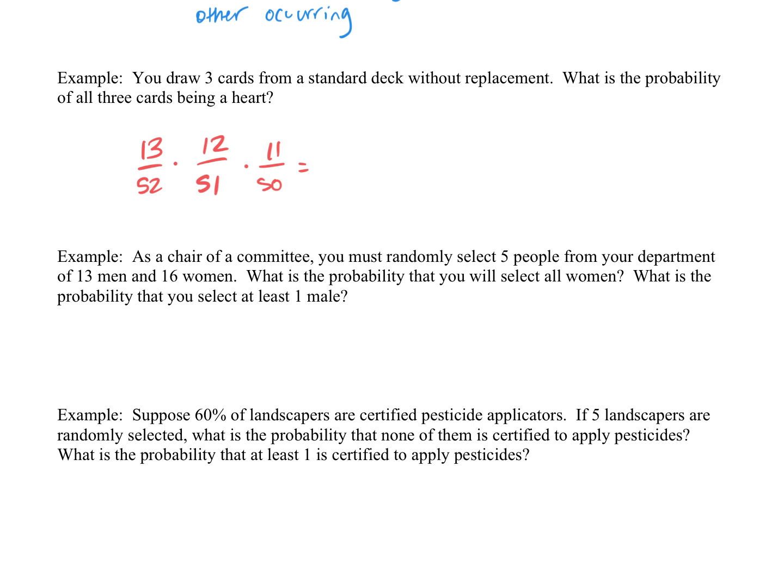What are we getting? 0.013. Are we all good?